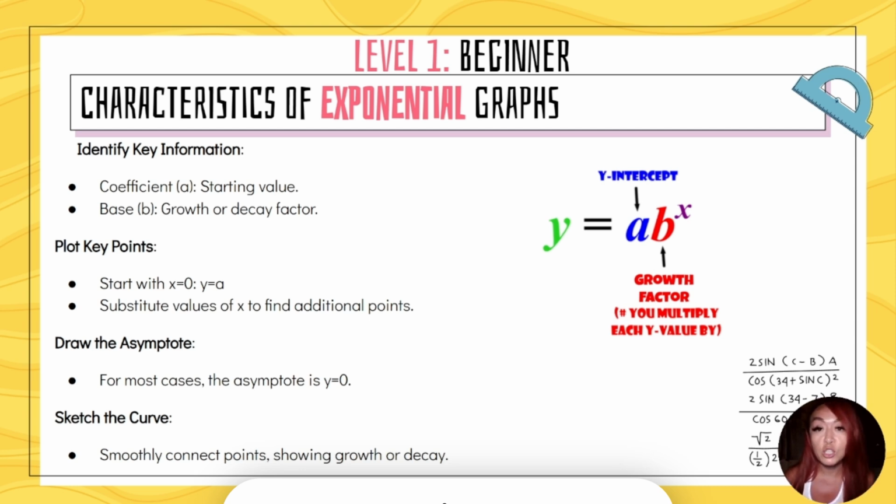Then you want to sketch the curve. Exponential functions can get kind of messy when you're graphing because of the way that they behave. So you just want to smoothly connect the points showing exponential growth or exponential decay. They're not the easiest graphs to graph by hand and make them look pretty.